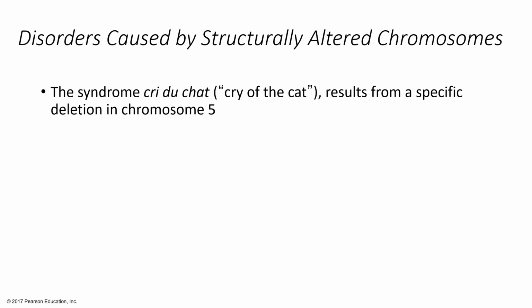Now, let's get into a few that are leading to changes in the chromosome that we talked about before. Deletions, insertions, duplication, things along those lines. So this cri du chat, this cry of the cat, is going to be caused by a deletion inside of chromosome 5. And this leads to a kind of high-pitched meowing cry in these infants.